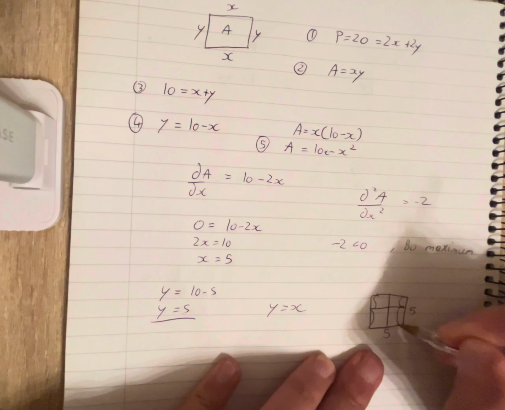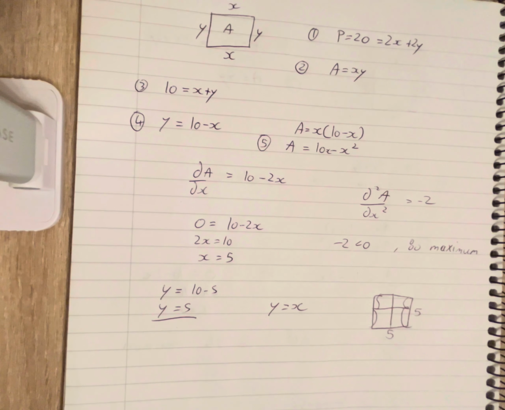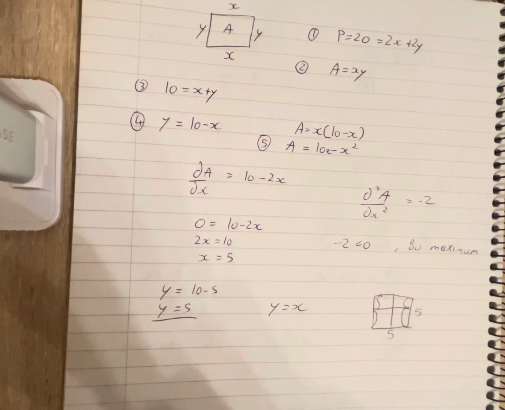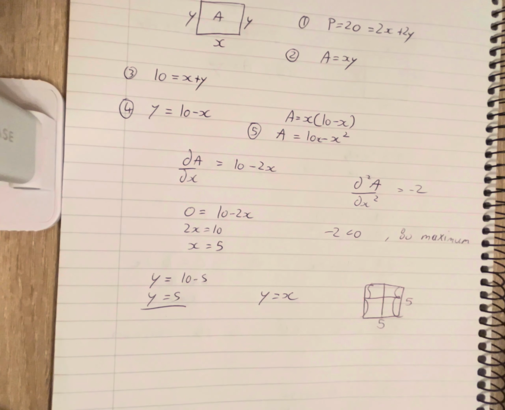There you go. So there you have it, guys. Conclusive proof that if you want a window in your house, you only have a 20-meter perimeter, you want to maximize the daylight that comes in, a 5 by 5 is your best option.